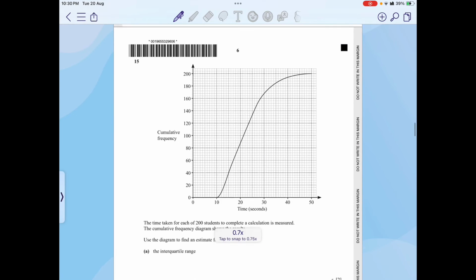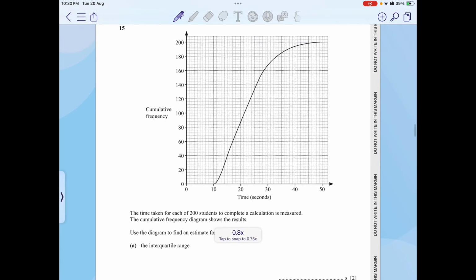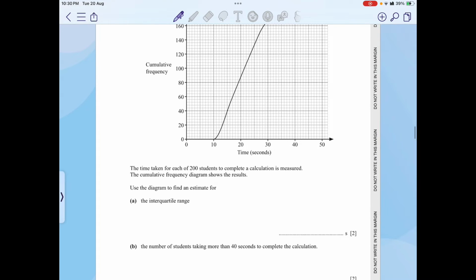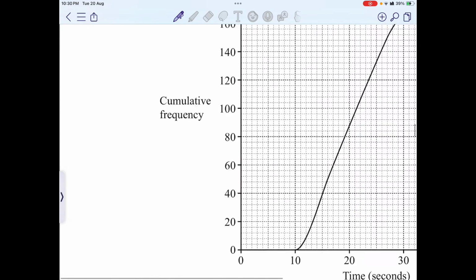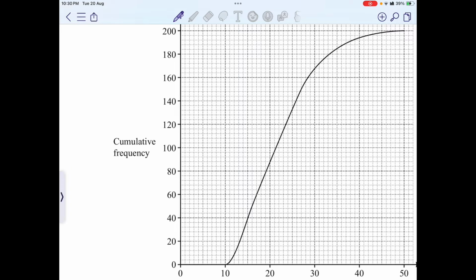Moving on, the next question is about cumulative frequency. The time taken for each of the 200 students to complete the calculation is measured. The cumulative frequency curve shows the results. Use a diagram to find an estimate for the interquartile range. Whenever you find an interquartile range, you use the cumulative frequency, so you find 1/4 and 3/4. 1/4 of 200 would be 50, which is around here, and 3/4 would be 150, which is here.